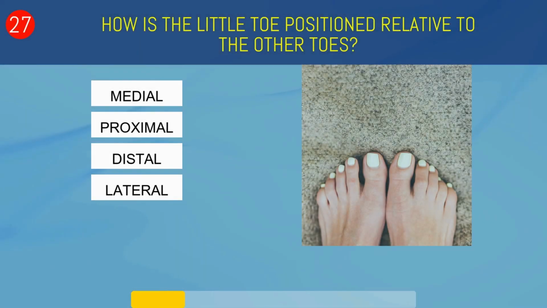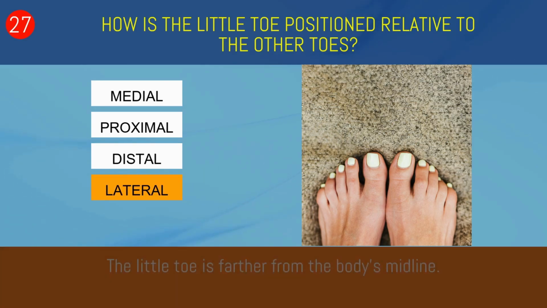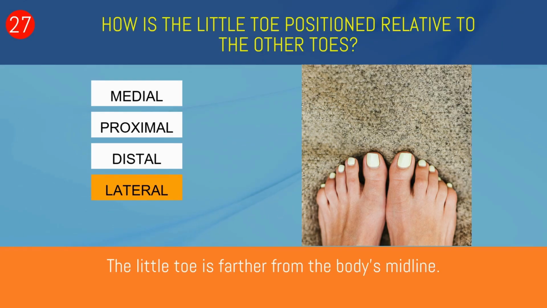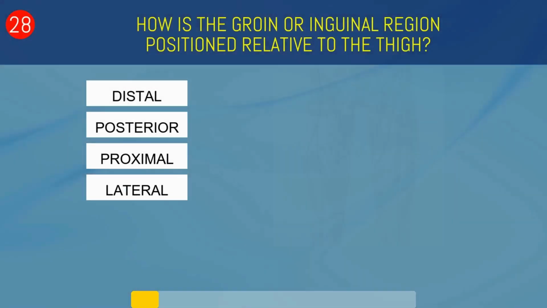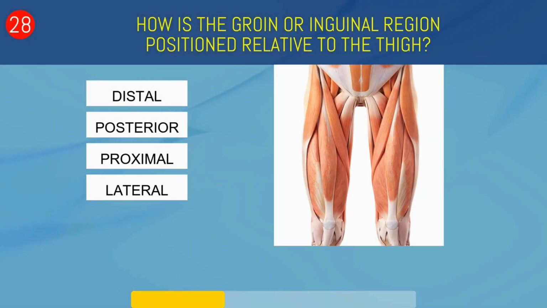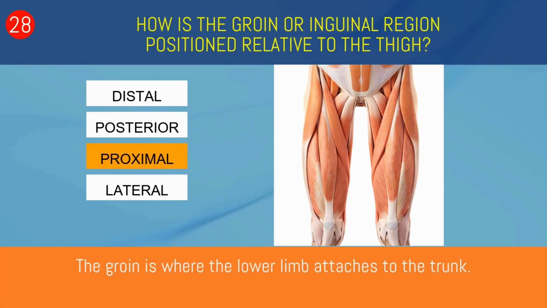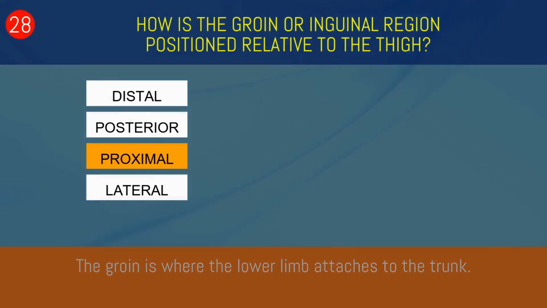How is the little toe positioned relative to the other toes? Medial, proximal, distal, or lateral? Lateral. The little toe is farther from the body's midline. How is the groin or inguinal region positioned relative to the thigh? Distal, posterior, proximal, or lateral? Proximal. The groin is where the lower limb attaches to the trunk.